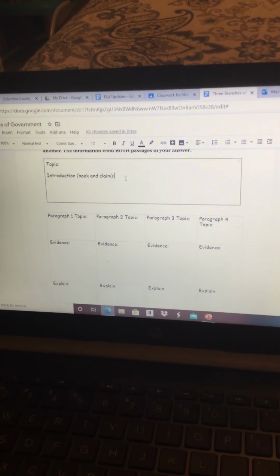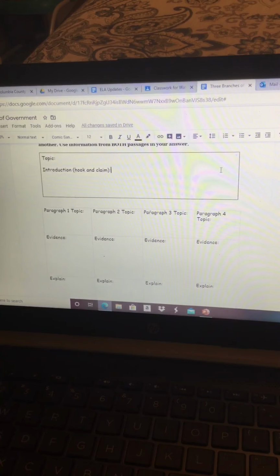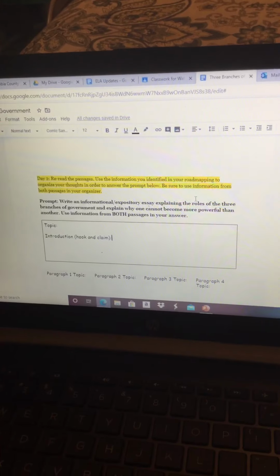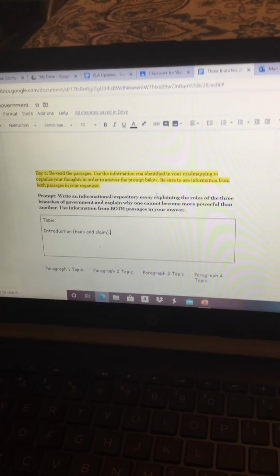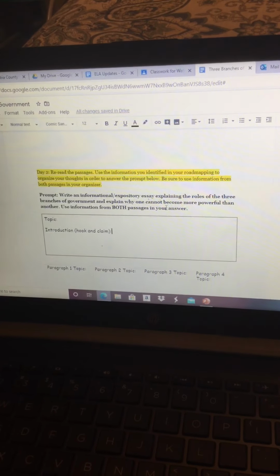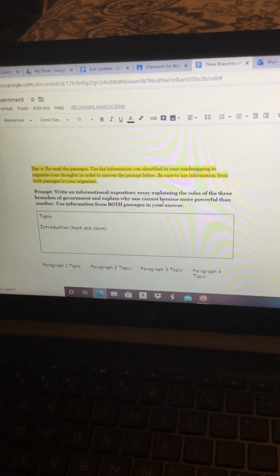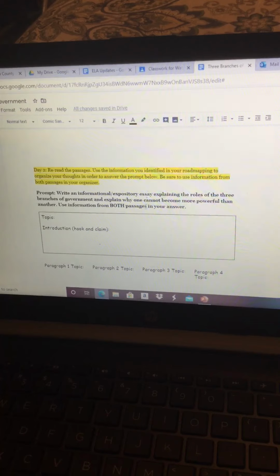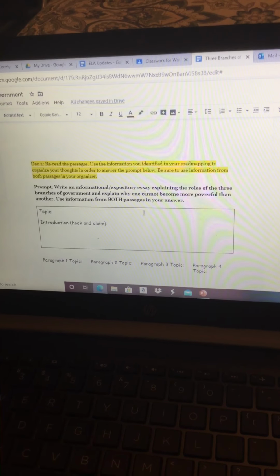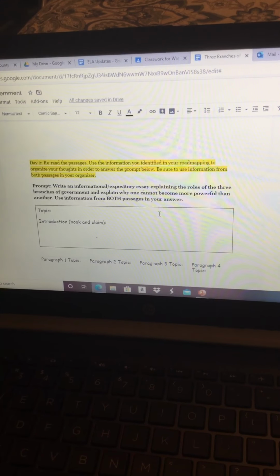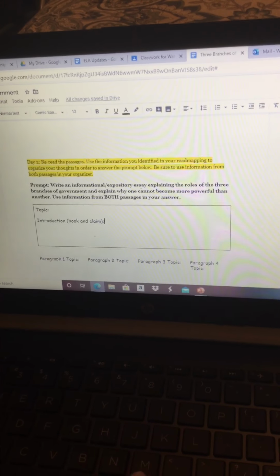Then they're going to make a claim. For this particular prompt, the claim is going to involve something with the 3 branches and how they can check each other's power. So a claim for this one might be something like, the 3 branches of government include the legislative, executive, and judicial branch. Each has their own job and cannot become more powerful than another.